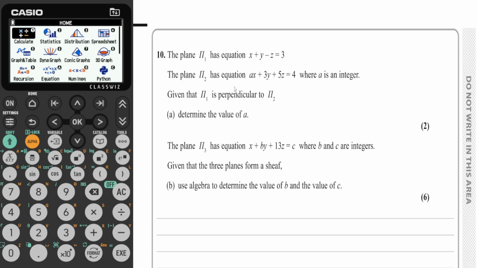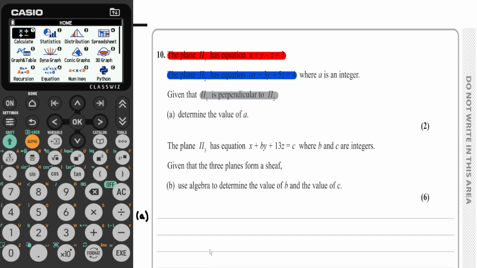The plane pi1 has equation x plus y subtract z equals 3. The plane pi2 has equation ax plus 3y plus 5z equals 4, where a is an integer. Given that pi1 is perpendicular to pi2, part A, determine the value of a.